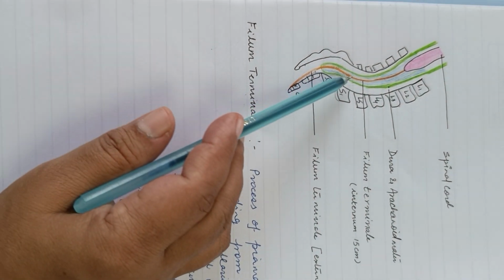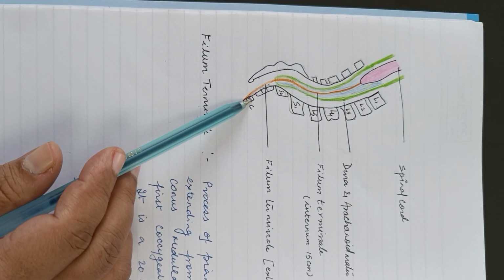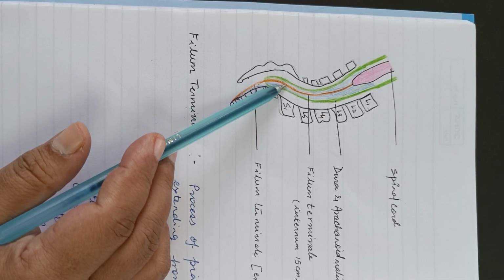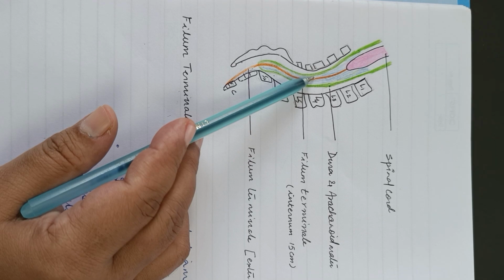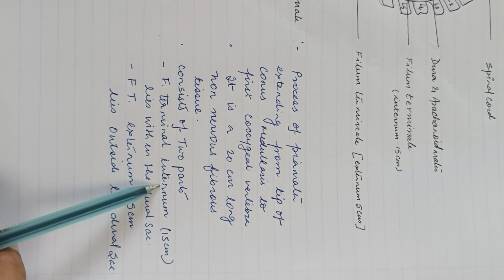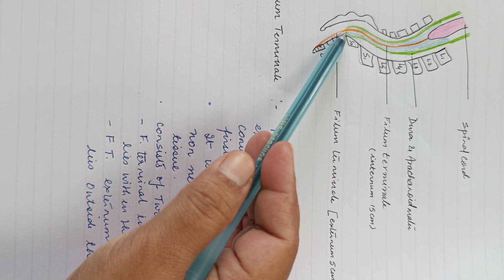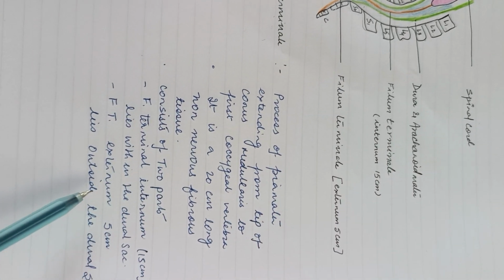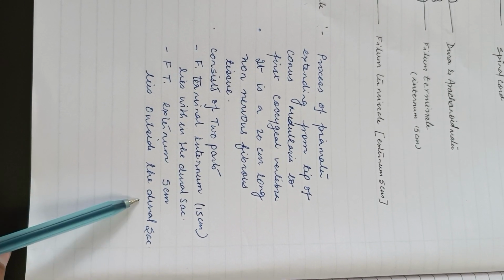The total length of this filum terminale is about 20 centimeters, out of which 15 centimeters lies inside the dural sac. Because it is lying inside the dural sac, it is known as filum terminale internum. Okay, the inner part is known as internum, and the part of filum terminale which is lying outside the dural sac is known as filum terminale externum. It lies outside the dural sac.